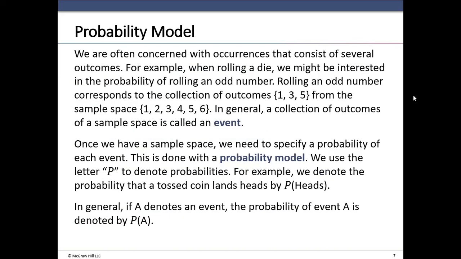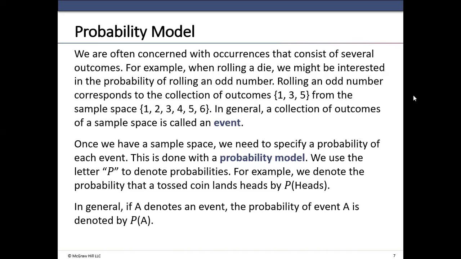Probability model. We are often concerned with occurrences that consist of several outcomes. For example, when rolling a die, we might be interested in the probability of rolling an odd number. Rolling an odd number corresponds to the collection of outcomes 1, 3, and 5, from the total sample space 1, 2, 3, 4, 5, 6. In general, a collection of outcomes of a sample space is called an event. So the event in this case is getting an odd number when you roll a die.